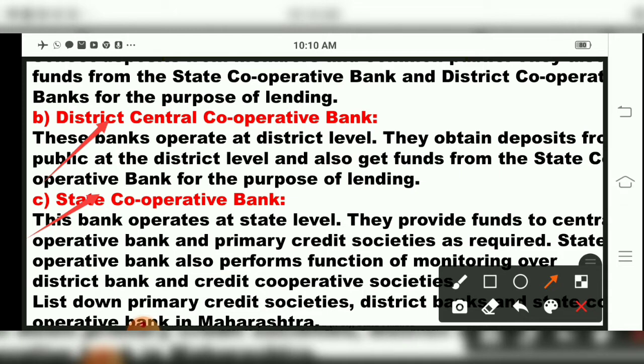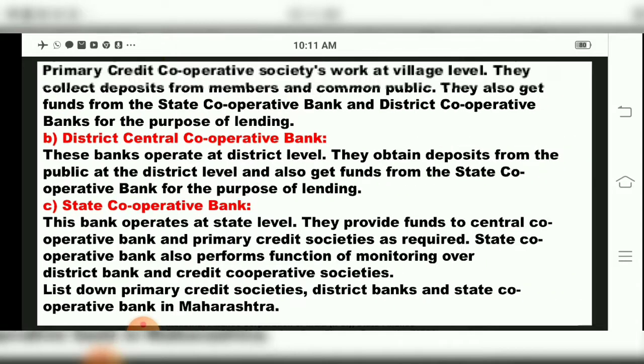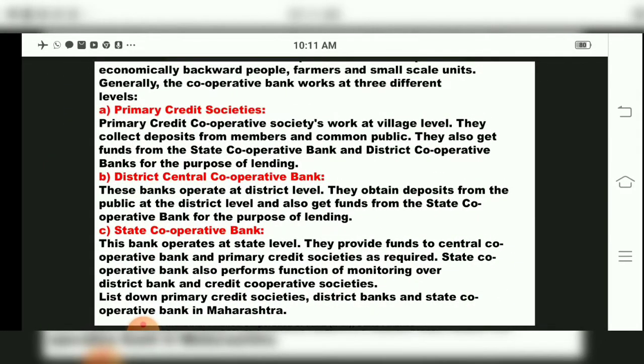So these are the types of cooperative bank we are studying now, and an activity is given, that list down. So as a homework part, children, you can take this activity. Find out in Maharashtra, our state, which primary credit societies are there, which district banks are there, or what are the state cooperative banks, children. So that you can take as a homework part or we will discuss in online period.